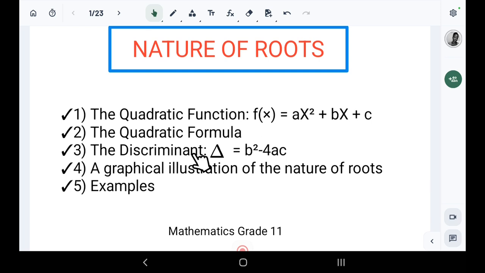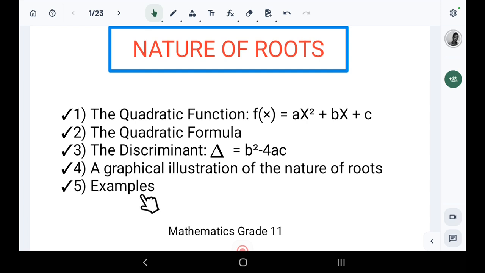Number 3, the discriminant, which is part of the formula, and that is the part that says b squared minus 4ac, and we'll see why that is the most important part of the formula, because basically that's what helps us determine the nature of roots without having to go through all the trouble of solving for the roots of the equation. Number 4, we're going to look at the graphical illustration of the nature of the roots, just to show you a visual of what the roots would look like if you were to plot the graph without having to solve for the equation.